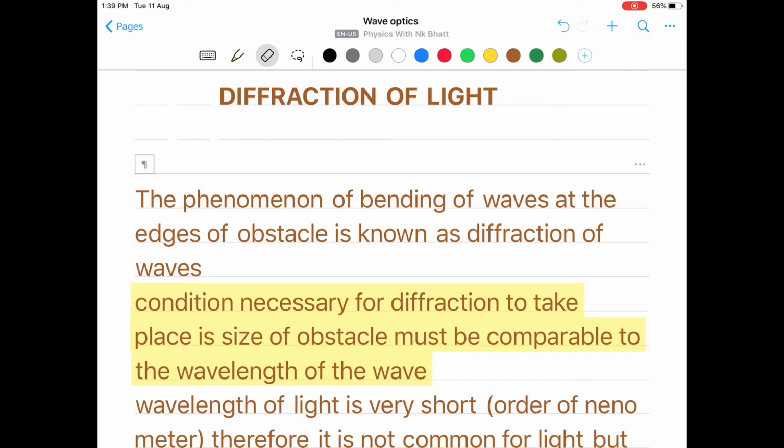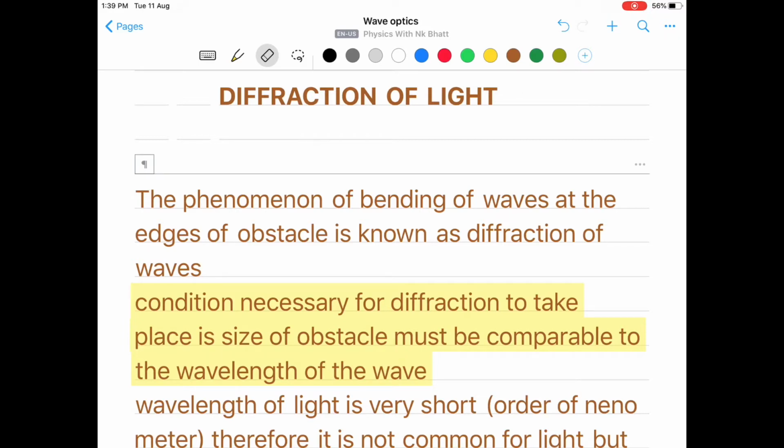On the other hand, if we talk about sound, the wavelength of sound is quite large, and we have so many obstacles comparable to the wavelength of sound. For sound, diffraction is a common phenomenon. For example, if there is a big wall and a person is standing on one side of the wall, if the person shouts, then his voice reaches the other side also. Why is this happening? Just because of the bending of the sound wave at the edges of the top of the wall.